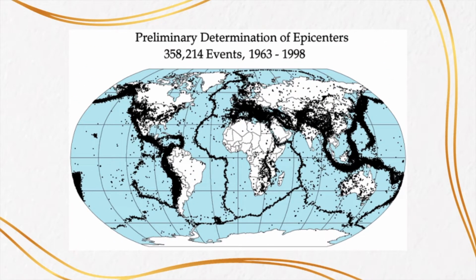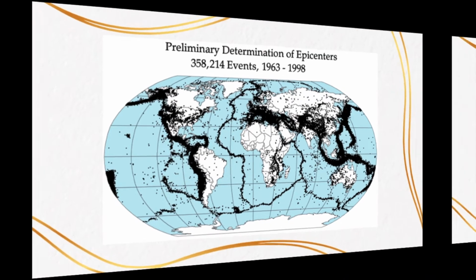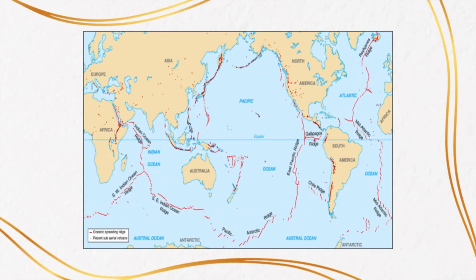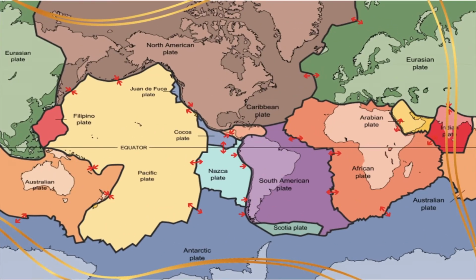That looks pretty scary to me. Oh, look at this map. This is cool. This shows the epicenters of earthquakes from 1963 to 1998. Oh, that looks like it follows the boundaries of our 7 major tectonic plates. That's crazy. This particular map shows you volcanic activity. Again, they follow the boundaries of the tectonic plates. This is starting to make a lot of sense.